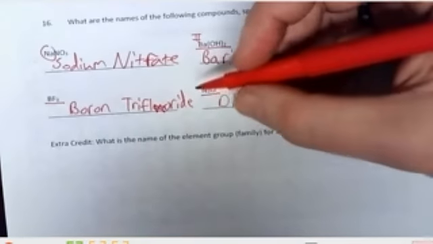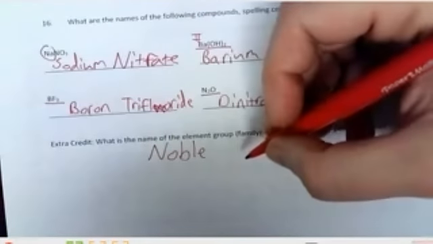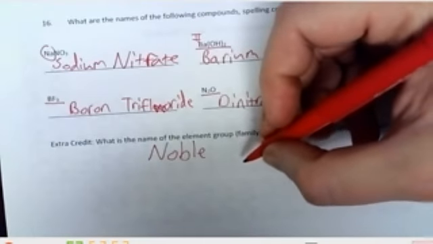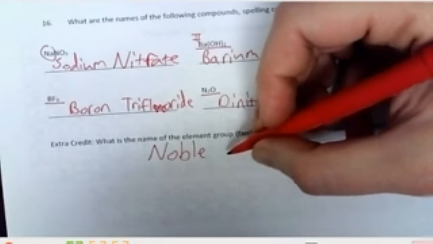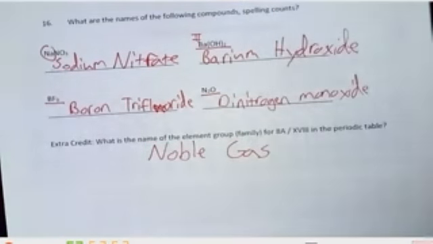Finally, what is group 8A or 18 on the periodic table? That is the noble gases. That's noble like N-O-B-L-E, not Nobel like the Nobel Peace Prize. Noble gas. So that was our test.